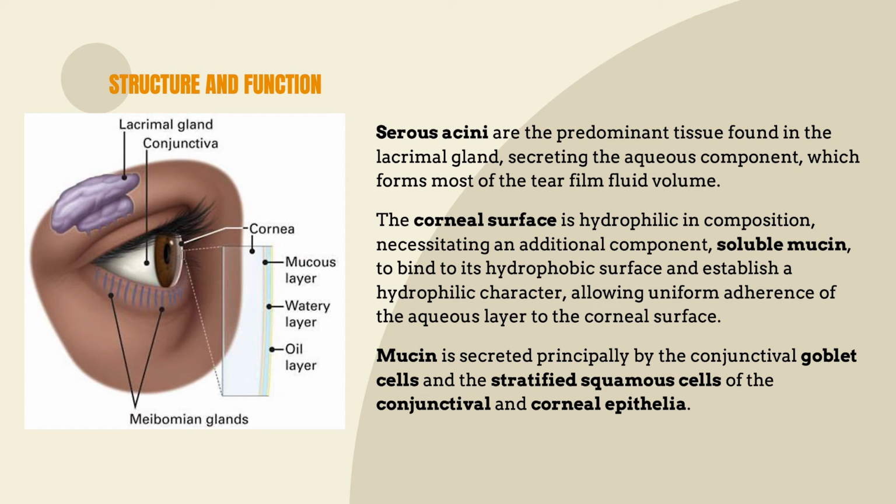Serous acini are the predominant tissue found in the lacrimal gland, secreting the aqueous component, which forms most of the tear film fluid volume. The corneal surface is hydrophobic in composition, necessitating an additional component, which we call the soluble mucin, to bind to its hydrophobic surface and establish a hydrophilic character, allowing uniform adherence of the aqueous layer to the corneal surface. Mucin is secreted principally by the conjunctival goblet cells and the stratified squamous cells of the conjunctival and corneal epithelia.